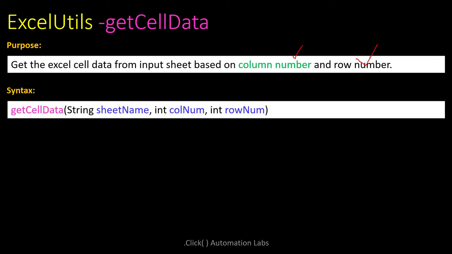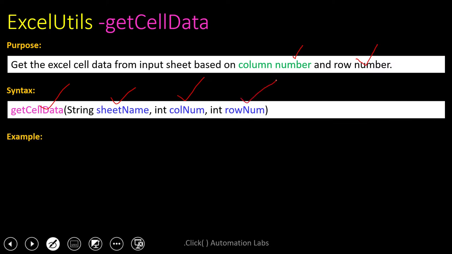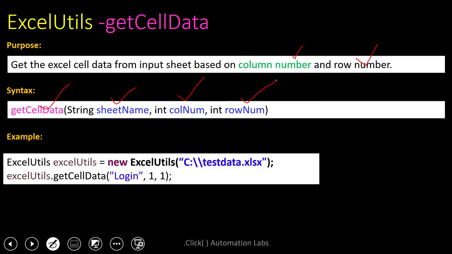The syntax would be, so first we created the Excel object in the previous slide. Now we are calling the get cell data method. This will take three parameters. One is the sheet name from which sheet you want to read the data, and you need to mention the column number and the row number. So this is the syntax. Let's take one example.